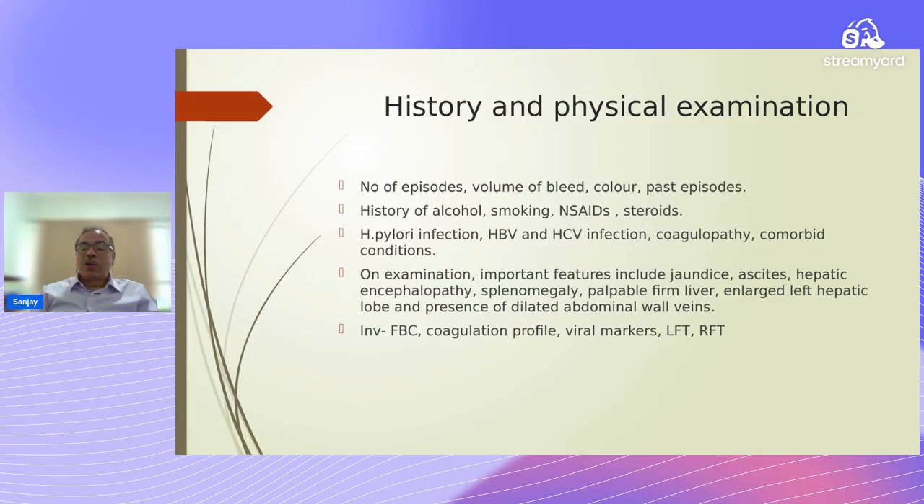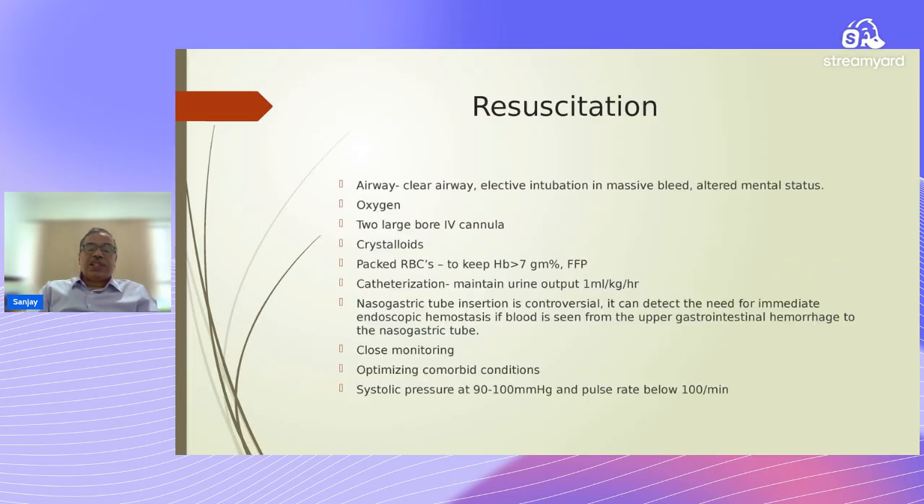Liver enlarged or not, presence of any dilated anterior abdominal wall veins, caput medusae, which may point towards, again, portal hypertension. We have already seen what are the important investigations to send. Viral markers would also be required: HBV, HCV, and surface antigen.